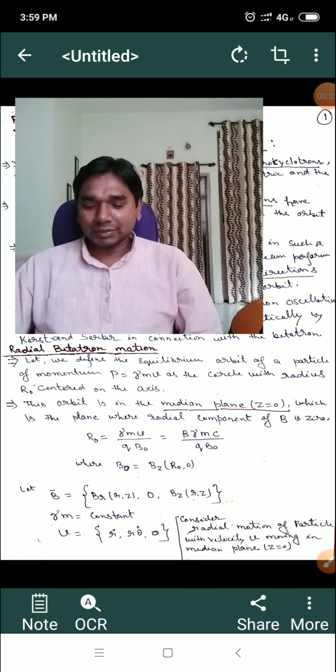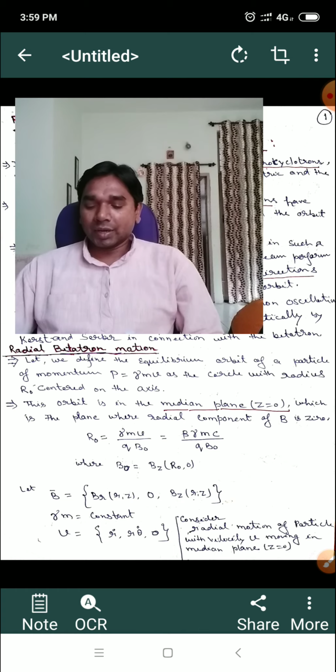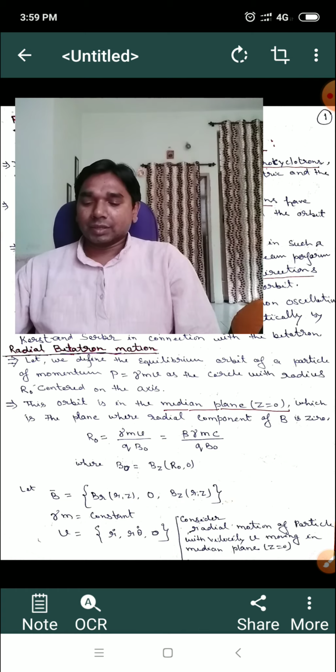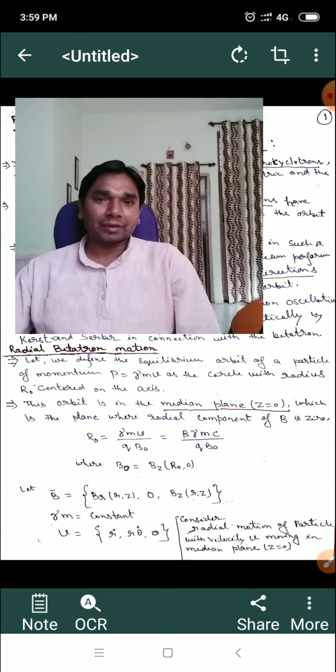Namaskar students. So far we have considered beams that move along a straight path, and there we used axisymmetric electric and magnetic fields. That is what we did in the case of the paraxial ray equations we derived, and then we studied several lenses.